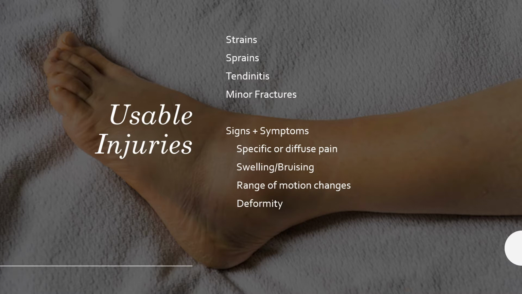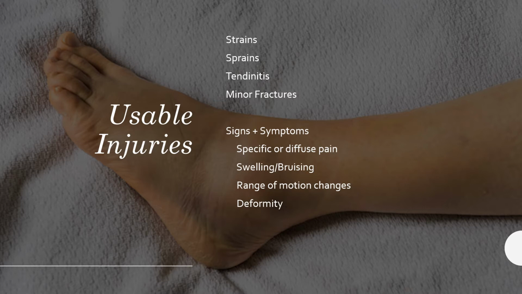A strain is a stretch or tear in a muscle or tendon, and a sprain is a stretch or tear in a ligament. Remember, ligaments are that connective tissue that connects bone to bone. So like I said, you may have had one of these in the past, whether from sport, overuse, general recreation, or even simply working in the kitchen.